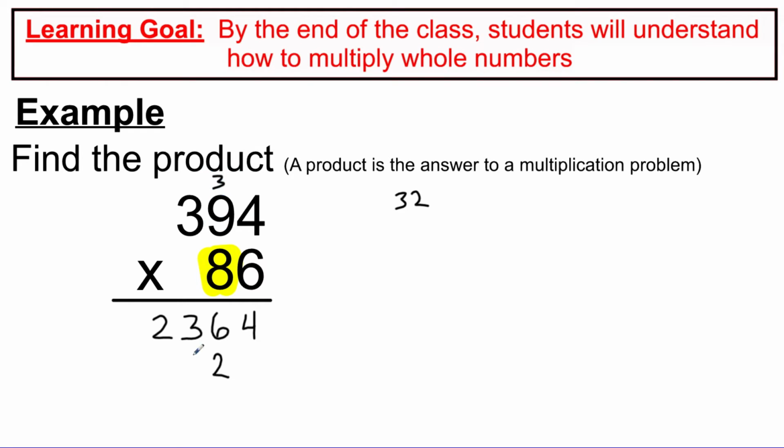72 plus 3 is 75. Carry a 7, so I put the 5 down, and then I carried the 7. And then 8 times 3 is 24. 24 plus 7 is 31. So it's going to look like that.